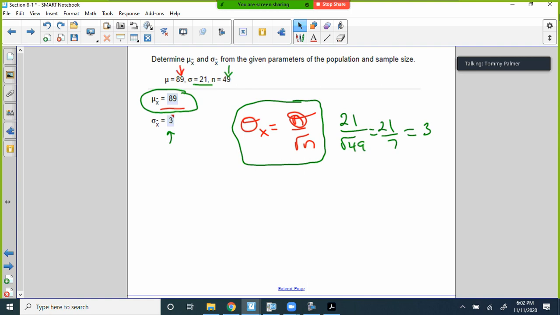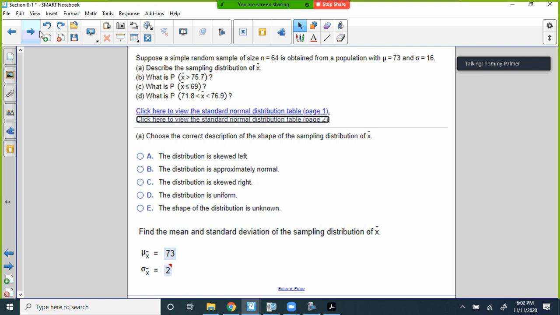A lot of this is like, okay, so what are we really doing? Why are we doing this? So let's look at the problems themselves, because it's regular plug and chug. Suppose a simple random sample of size n equals 64 is obtained from a population with a mean of 73 and a standard deviation of 16. If we do a sample size from something where we already know the mean and standard deviation, then we can find the probability of something happening, the probability of the sample mean. How does that correlate back to the whole population? It should be one-for-one.